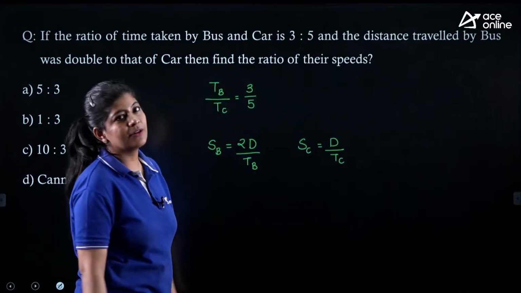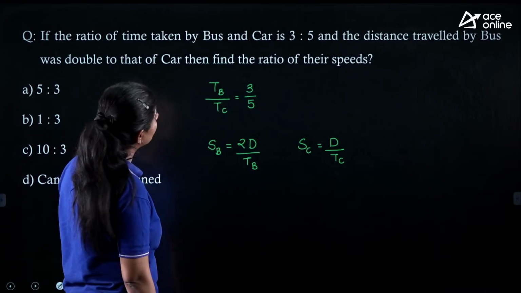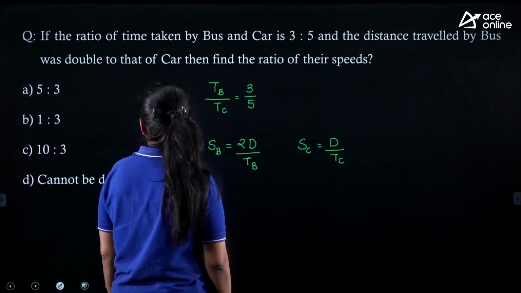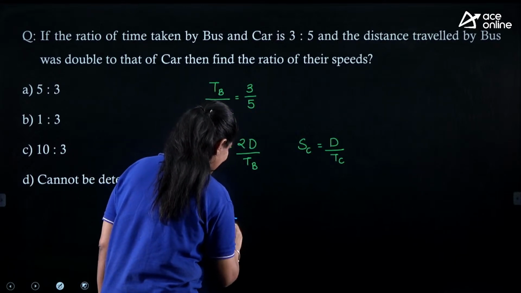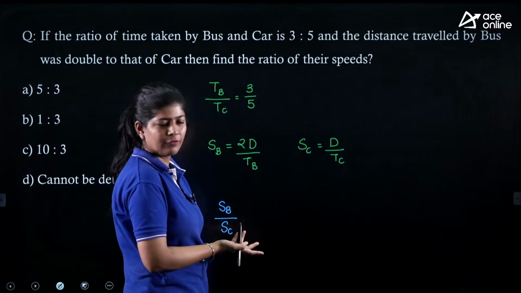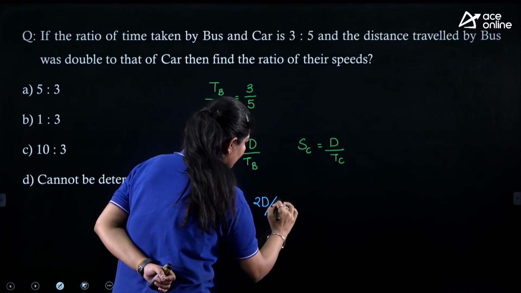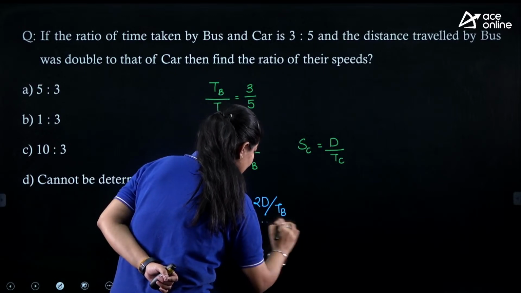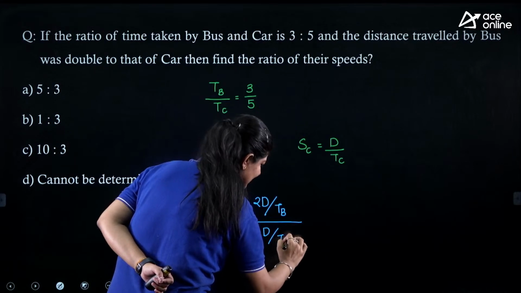Is it okay if I write it like this? Now what I need to do is find out the ratio between the speeds. Speed of bus to car. So I can write it as SB divided by SC. This is nothing but the format of ratio. So here we are having 2D divided by TB, and the whole thing is divided by D divided by TC.